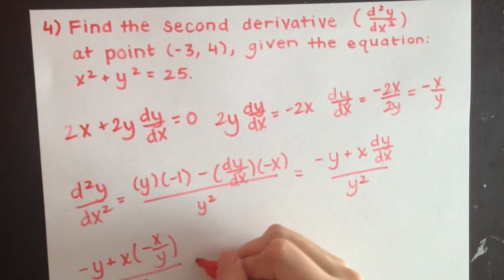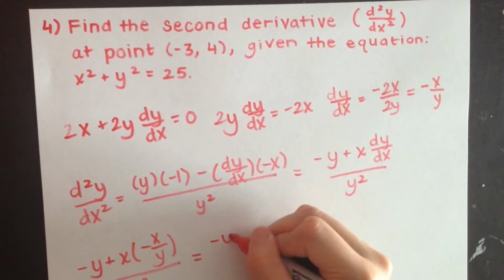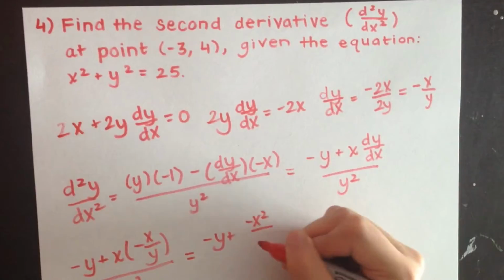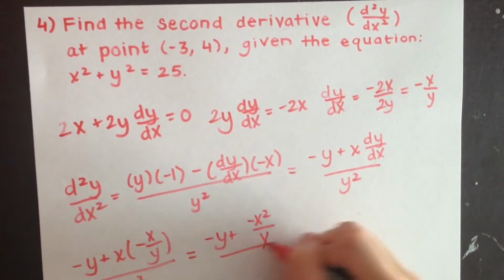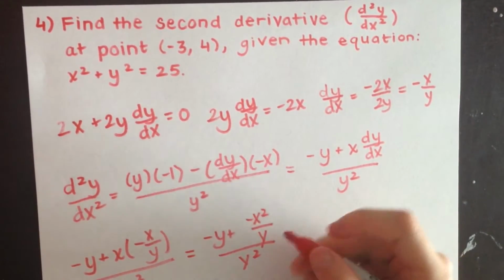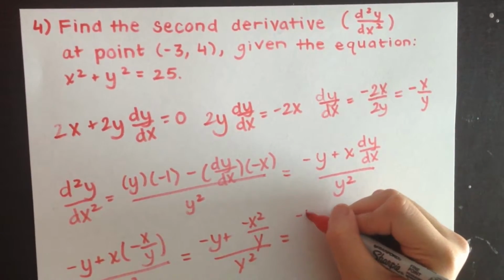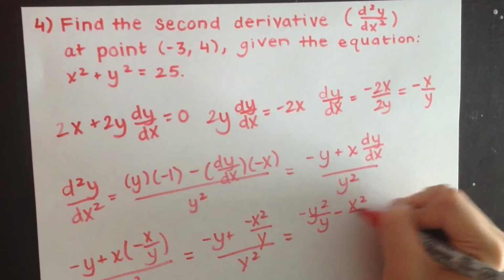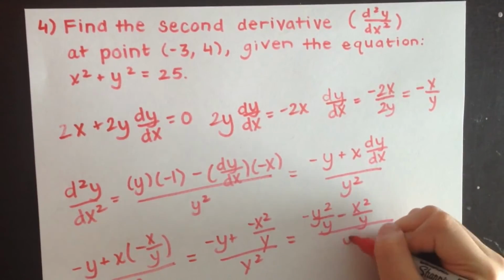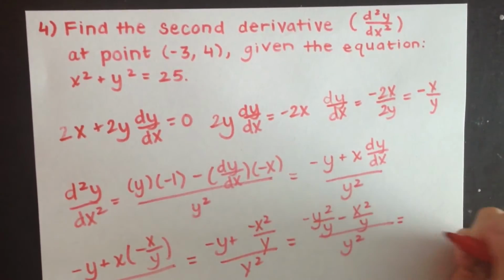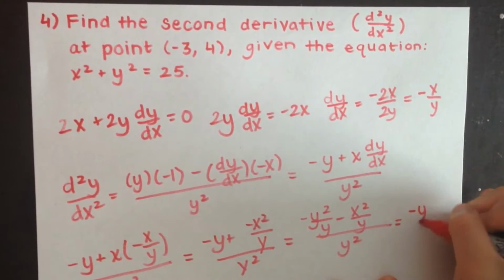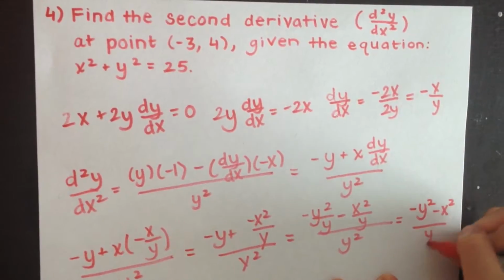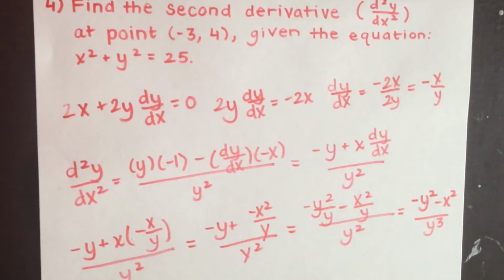Simplify this: negative y plus negative x squared over y, over y squared, is equal to negative y squared over y minus x squared over y, over y squared. Simplify this even further, and you get negative y squared minus x squared over y cubed.